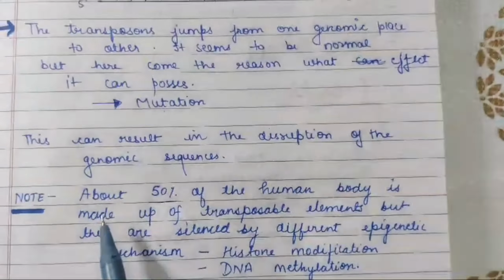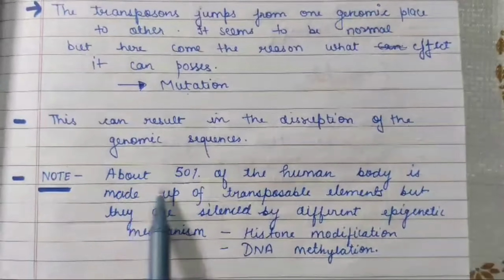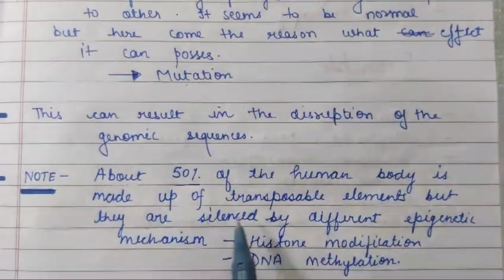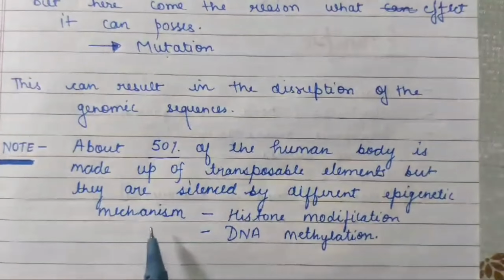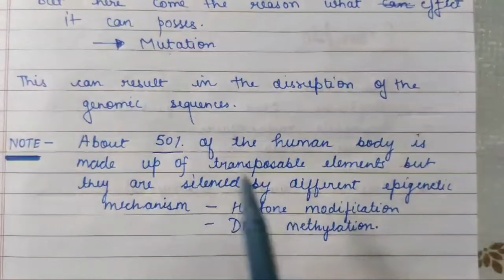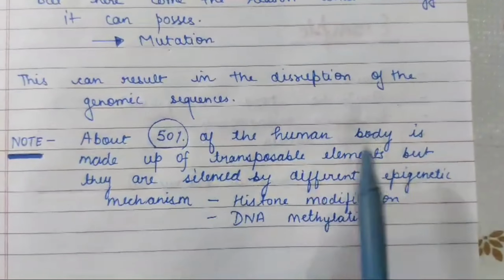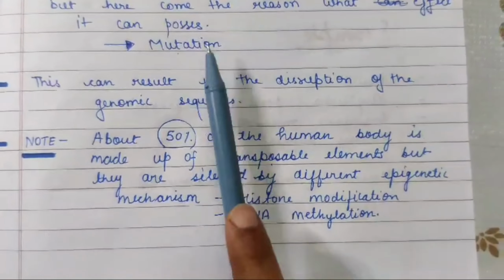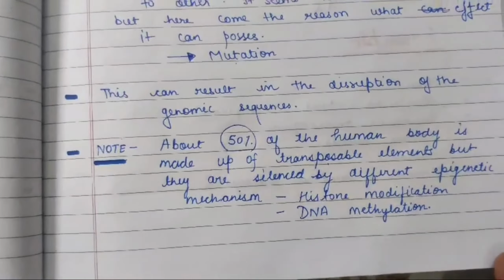And yes, remember why this effect is not shown? This is the major reason. About 50% of the human body is made up of transposable elements, but they are silenced by different epigenetic mechanisms, that is histone modification and DNA methylation. And yes, this is the reason that although 50% of the human body is made of transposable elements, the mutation is not shown at such a rate because it is silenced. Hope this is clear to you.